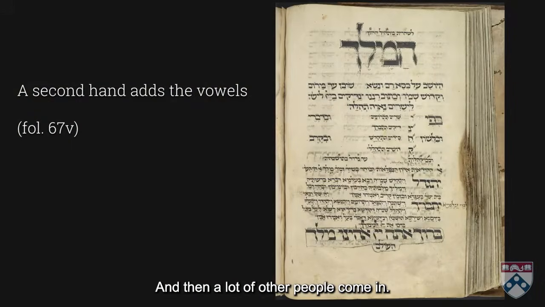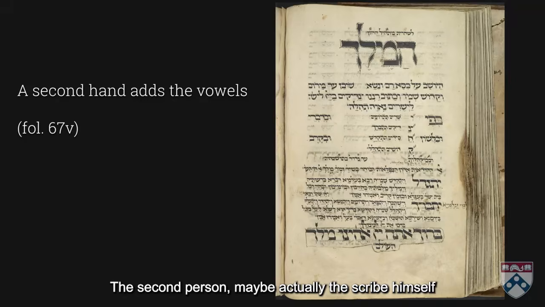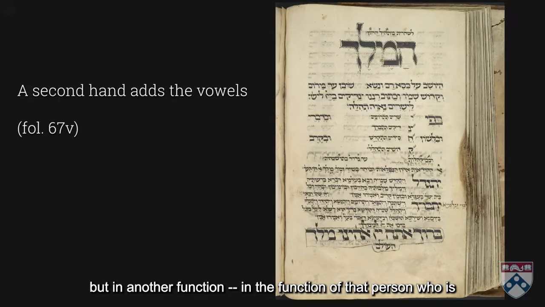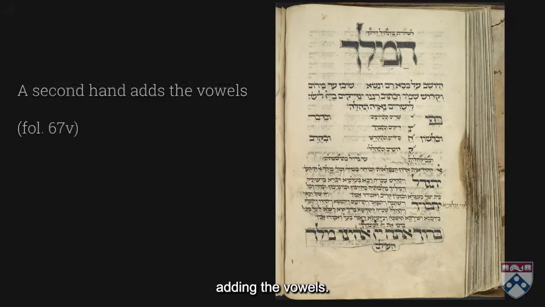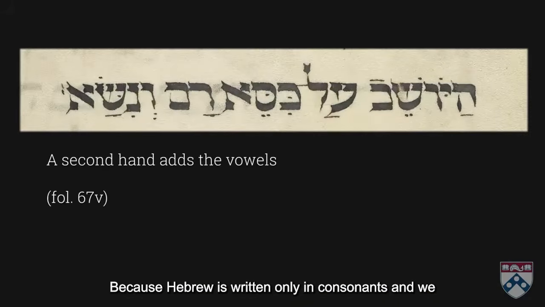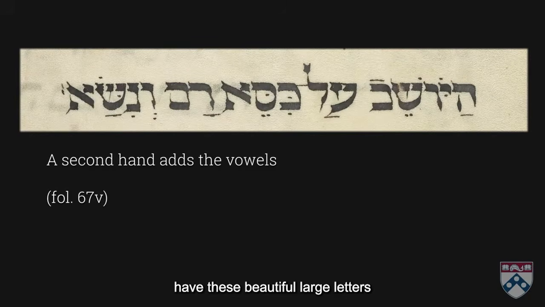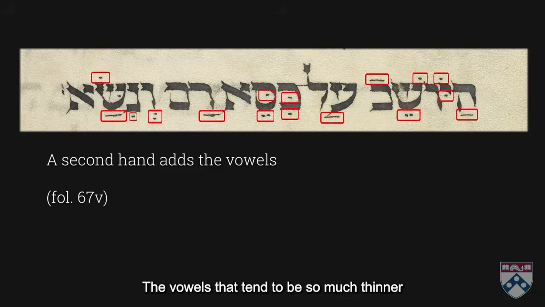And then a lot of other people come in. The second person may be actually the scribe himself, but in another function, in the function of that person who's adding the vowels. Because Hebrew is written only in consonants, and we have these beautiful large letters in the Ashkenazic square script, written with a wide quill, in thick letters. The vowels that tend to be so much thinner need to be written with a small quill, so that is a second step of work.